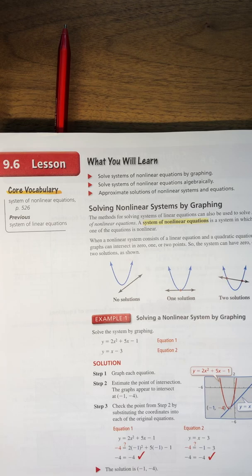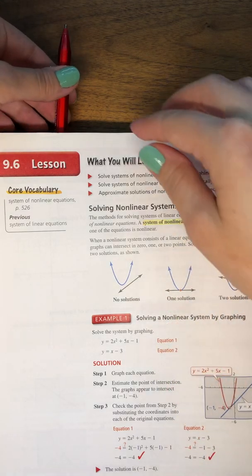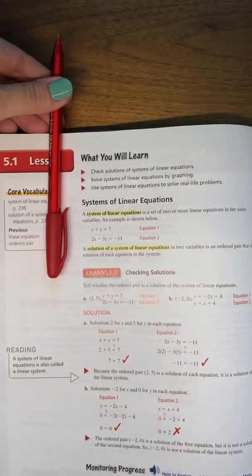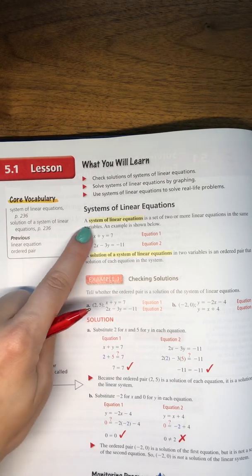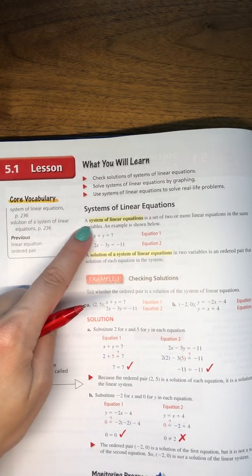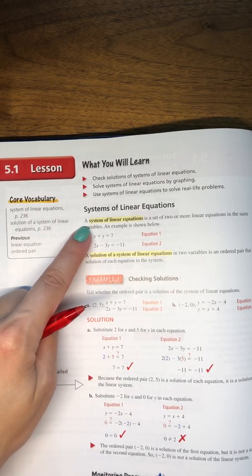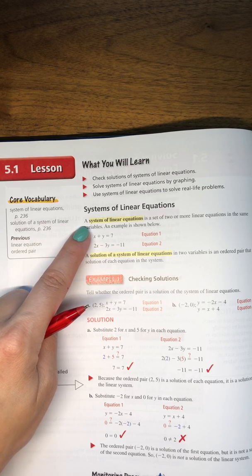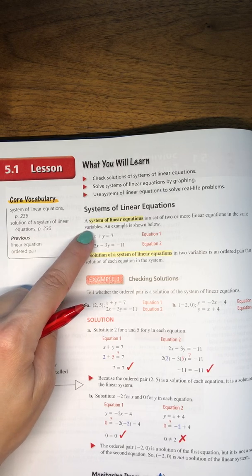Just a quick reminder, back in chapter 5 we did solve systems of linear equations. This was when both of the equations were lines and we were looking to find where the two lines intersect, and that is the solution. We solved these systems in 3 different ways: by graphing, substitution, and elimination.